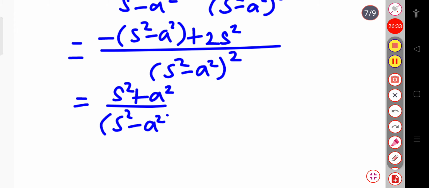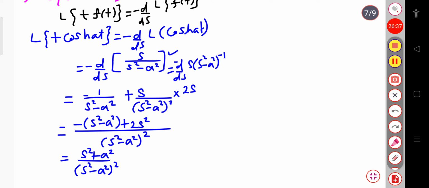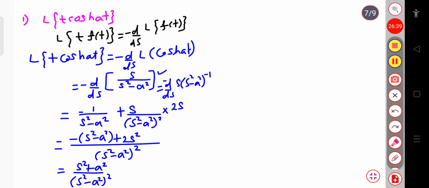So in this way you can solve the Laplace transform when the function is being multiplied with the variable. Then the Laplace transform of this function is minus d by ds of the Laplace transform of that function.